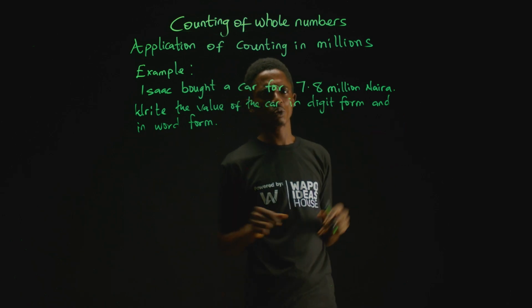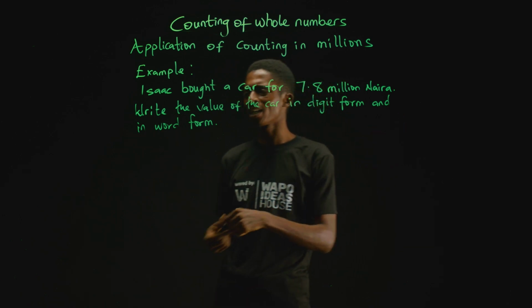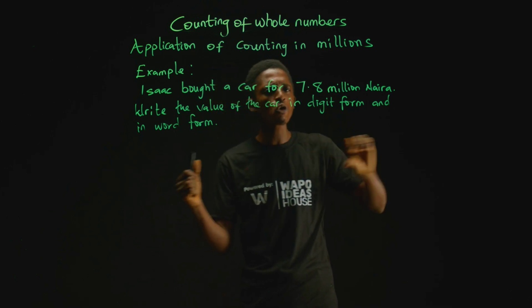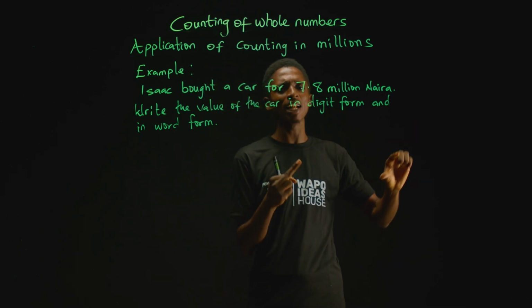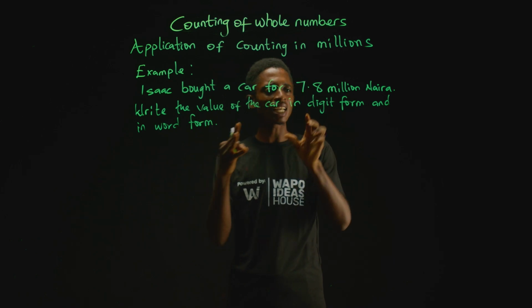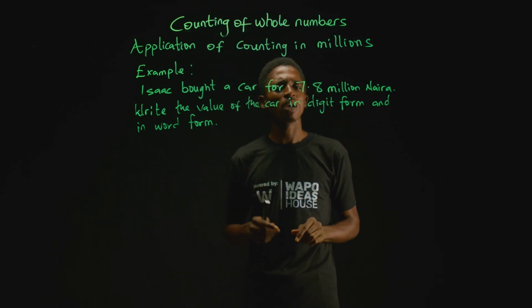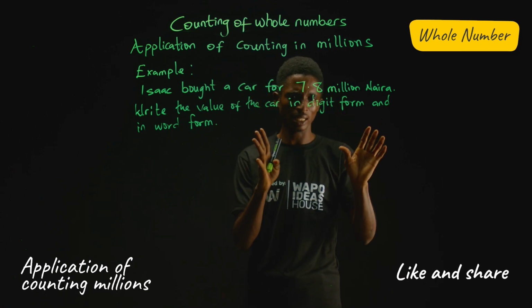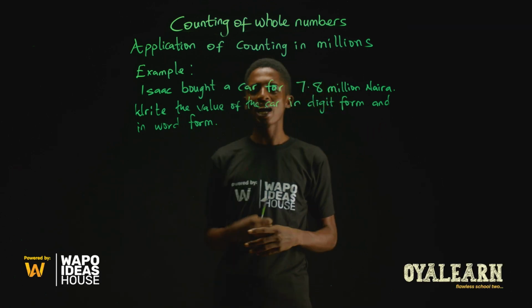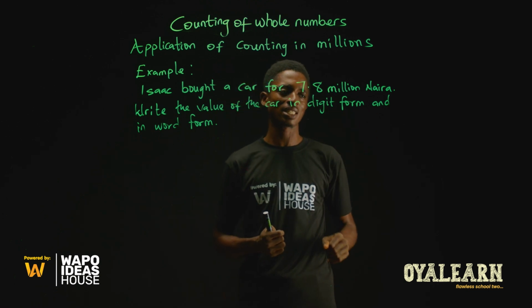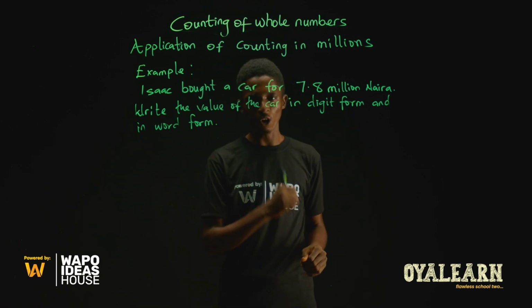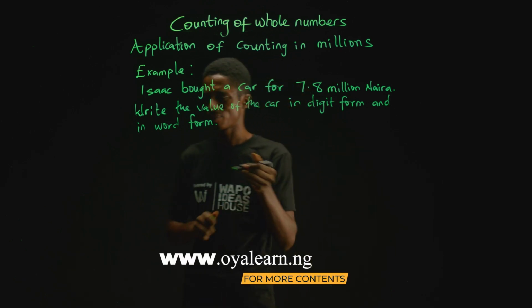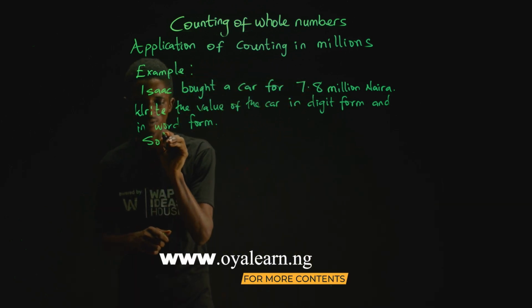As you have seen in this question, we are told that Isaac bought a car, but instead of giving the full digits or the full value of the amount at which he bought that car, we are given a short form, 7.8 million. And the task we have now is to write out the full digits and the word form of the value of this car. Let's see how this is done. Solution.